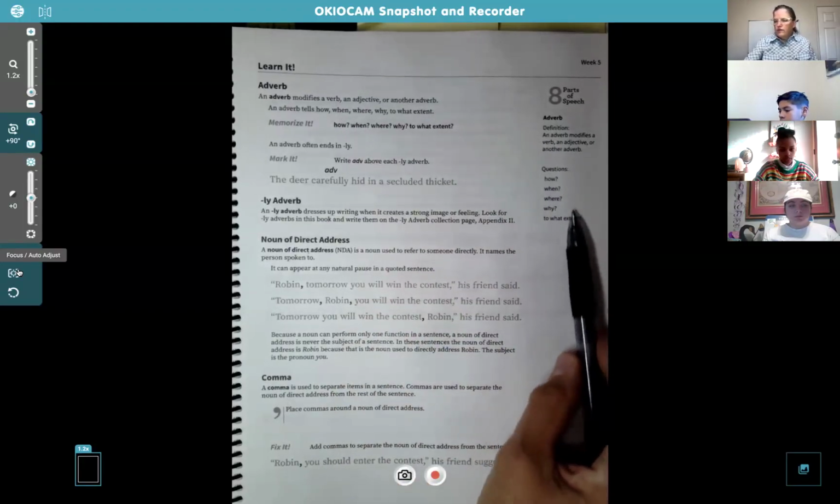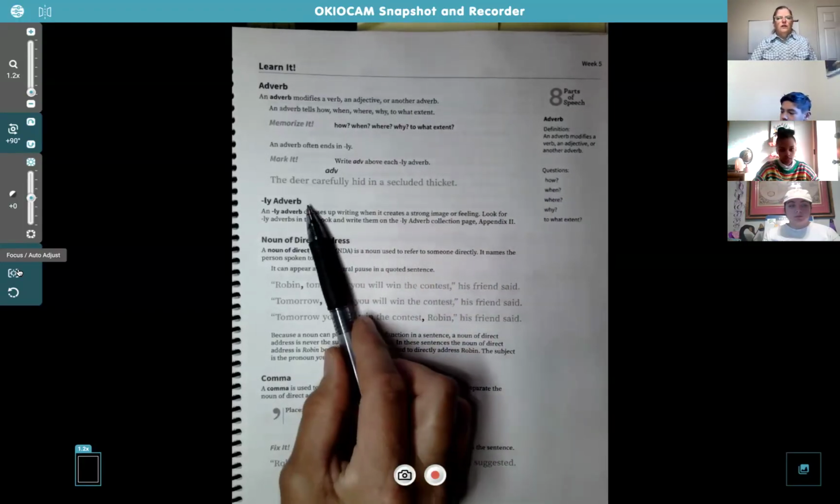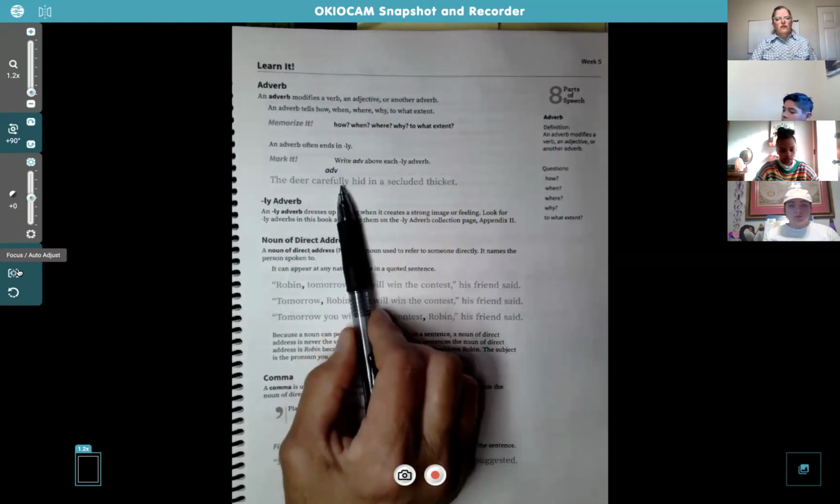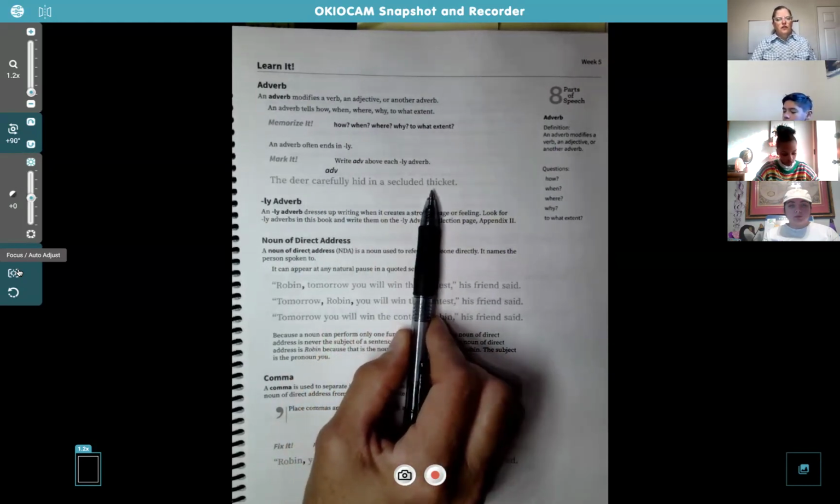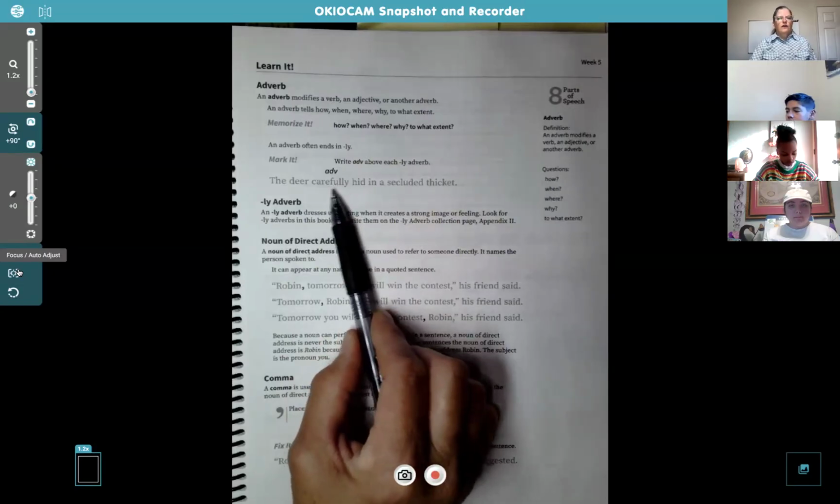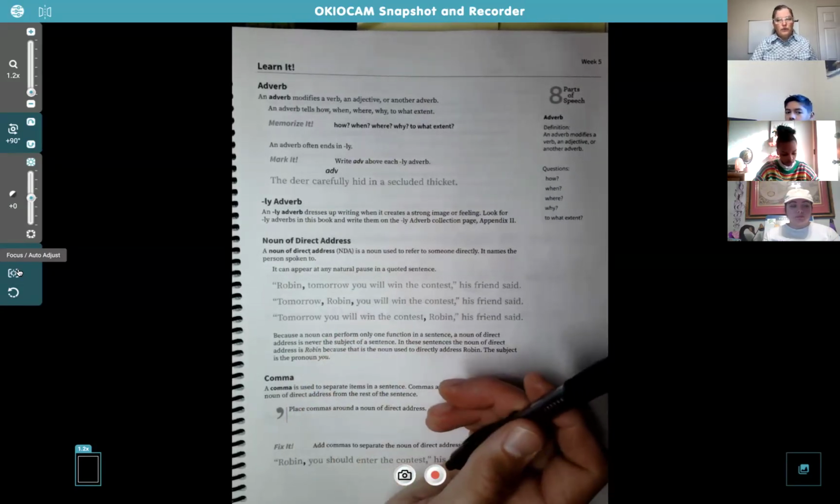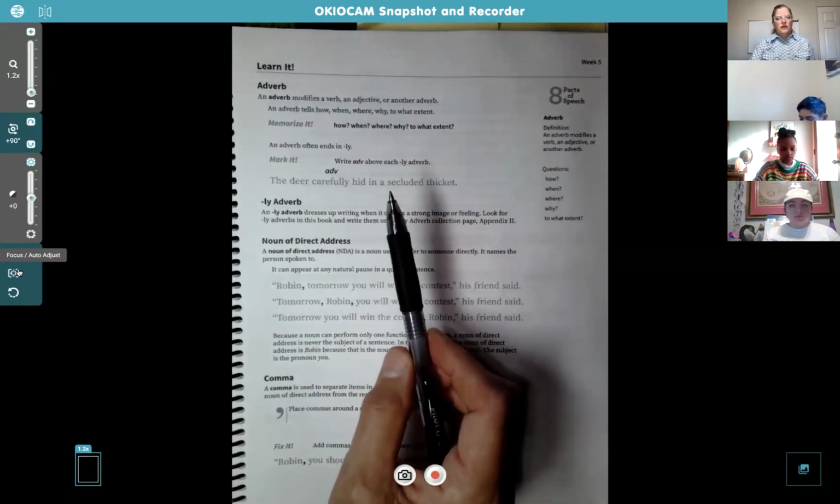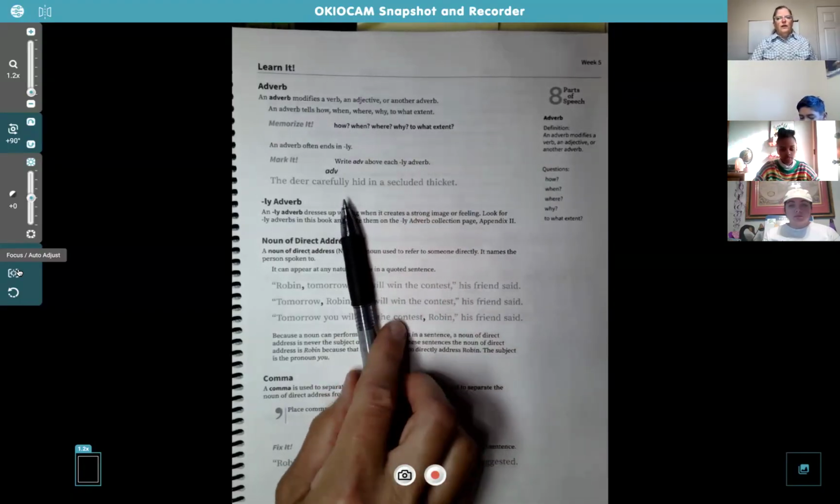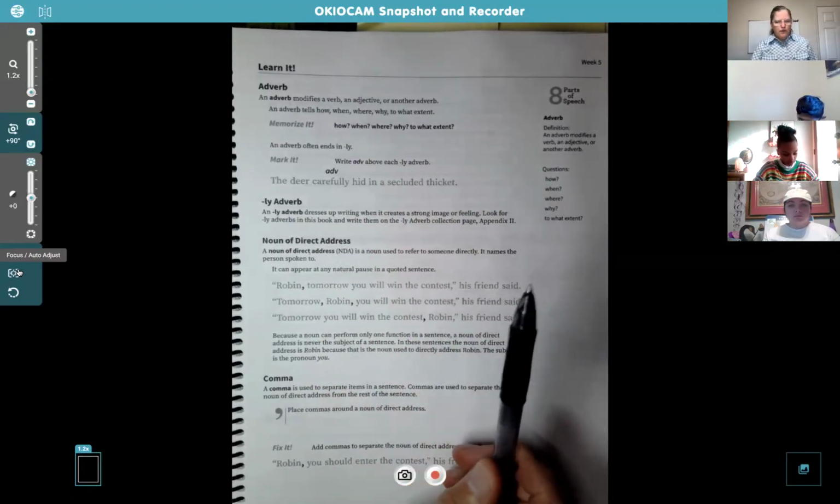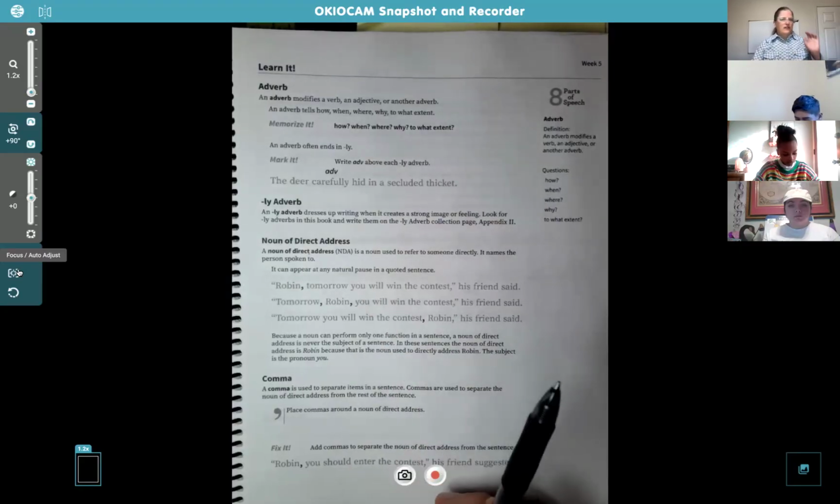And it's also in the margin here for you. But here's your example. The deer carefully hid in the secluded thicket. So carefully, that's the easy one to identify because it has an ly, and you're just going to, again, put adv. So we're going to start labeling these now. And it does talk about how it's a dress up, but you guys already know that. It's already on your list.